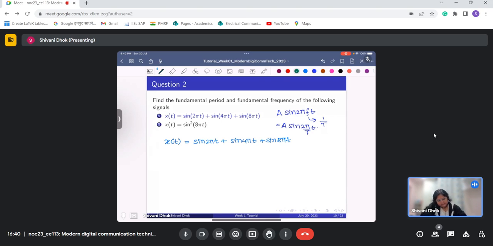So let's say the first signal has some period T1, the second one has period T2, and the third one has period T3. And the resultant period or the fundamental period T is basically the LCM of T1, T2 and T3. So if we observe carefully the first signal, if I compare it with 2 pi t, or let's say 2 pi T1 is equal to 2 pi, then it means that my T1 is equal to 1.